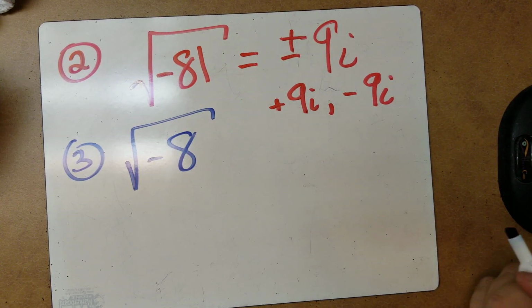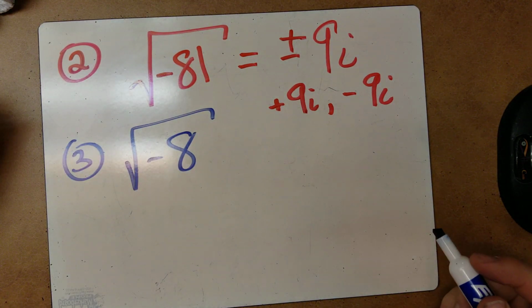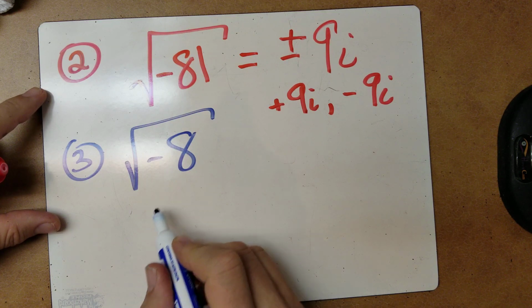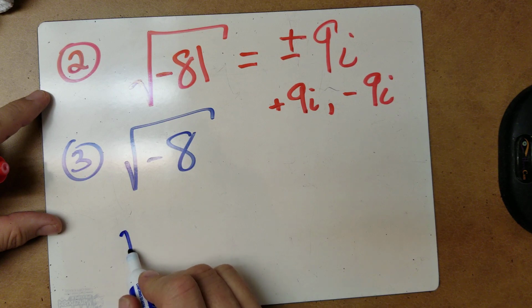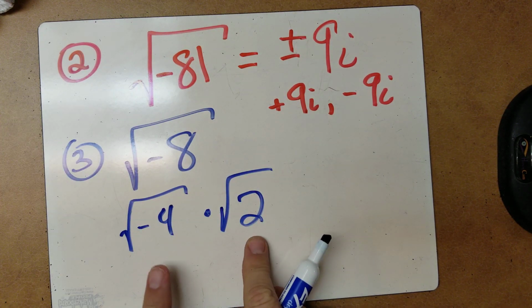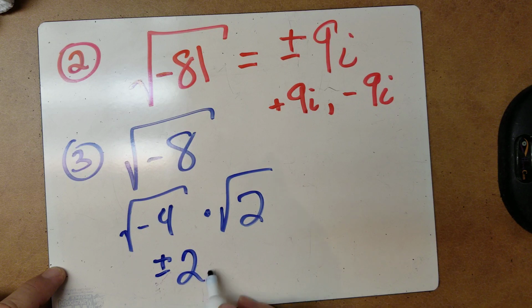Now, since 8 is not a perfect square, we need to split it up and write it in simplest radical form. Here's what I know. I know that the square root of negative 8 would be the same as the square root of negative 4 times the square root of 2, and that's because 2 times negative 4 is negative 8. But this one I know. That's easy. That's plus or minus 2i.